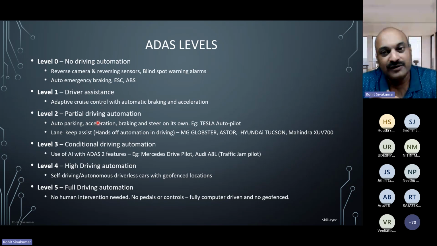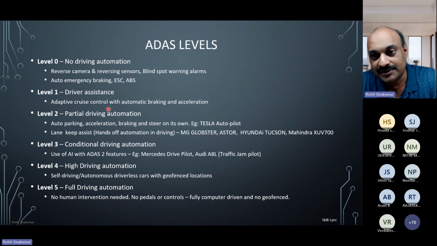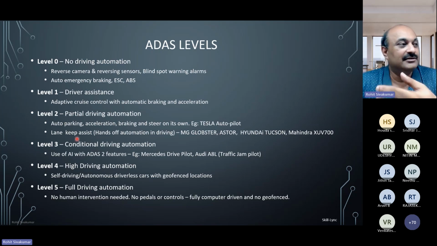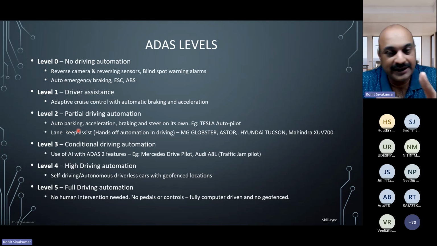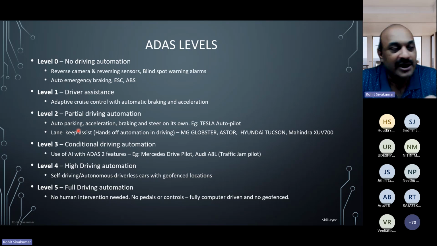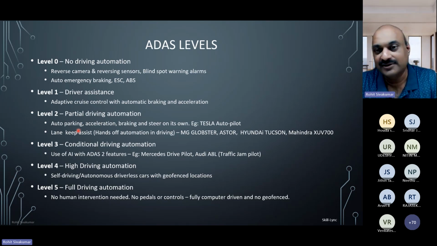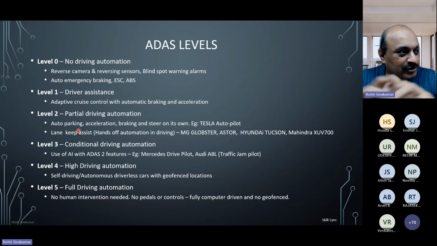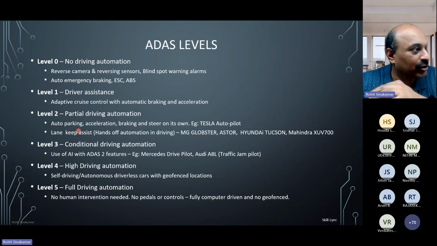Level 2 ADAS is what we are prominently seeing these days in most cars like the Hyundai Tucson, Mahindra XUV700, MG Gloster, MG Astor. It's about lane assist, reading the traffic signals. To a certain extent, it's automating it, but it's again not completely automatic. You still need driver intervention. So it's not that you put the car in ADAS 2 and then you leave the steering, as you see on certain YouTube videos. That's not really complete automation.